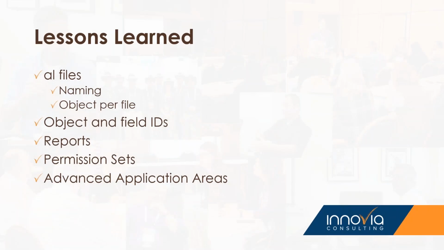Okay, so some of the lessons that we've learned over the last year. I mentioned earlier with those AL files, being able to put multiple objects in a file. In the demo I just did, you notice that I put one object in a file, and then I had some naming to it. I'd highly recommend that you not put multiple objects in a file. I could create one AL file and dump everything in it, but that's going to be a nightmare to maintain down the road. Also think about the naming of those files and how you go about doing that.